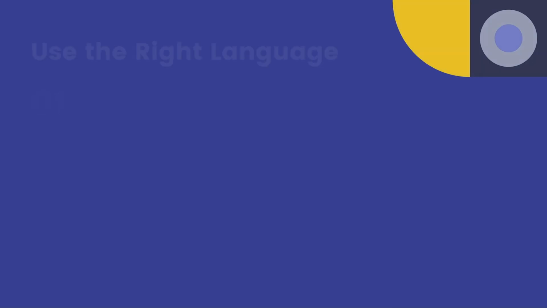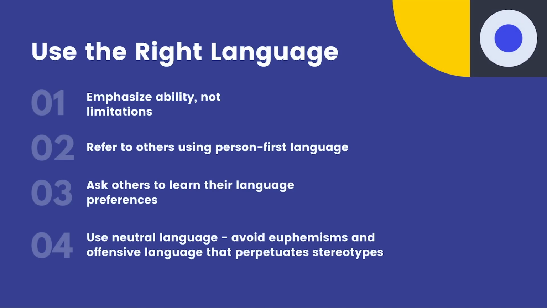So how do you become an ally? Let's start by using the right language. First of all, when you're talking about other people with disabilities, make sure that you're emphasizing their ability, not their limitations. So for example, instead of focusing on the fact that someone has a wheelchair and can't walk, you can instead emphasize their ability to paint or draw or act or perform some other type of art. Someone's disability should not be the main focus of talking about that person. Next, you want to make sure that you're referring to others using person-first language.